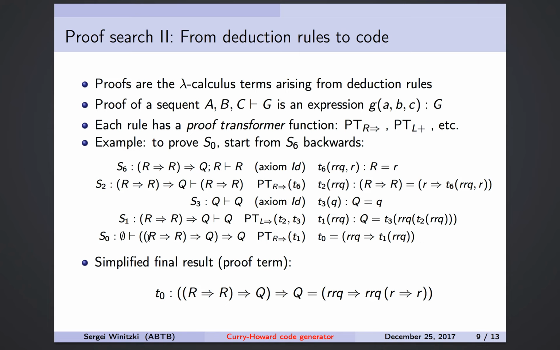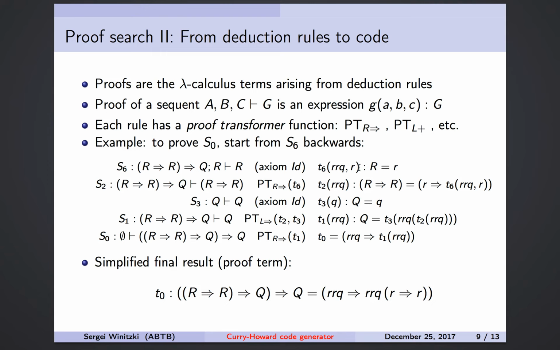Finally, the term S0 is obtained as a proof transformer for the rule right implication applied to T1, which gives you this. So finally, you can simplify this entire expression by substituting all these functions into each other, and you get this expression. This is the term that the curryhoward library would derive. And this is how you can derive it using the Gentzen calculus by hand.